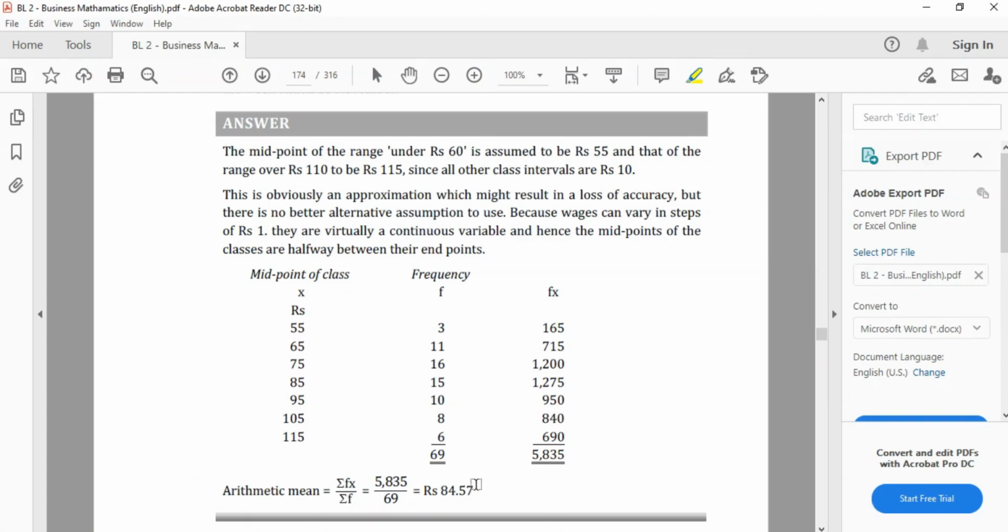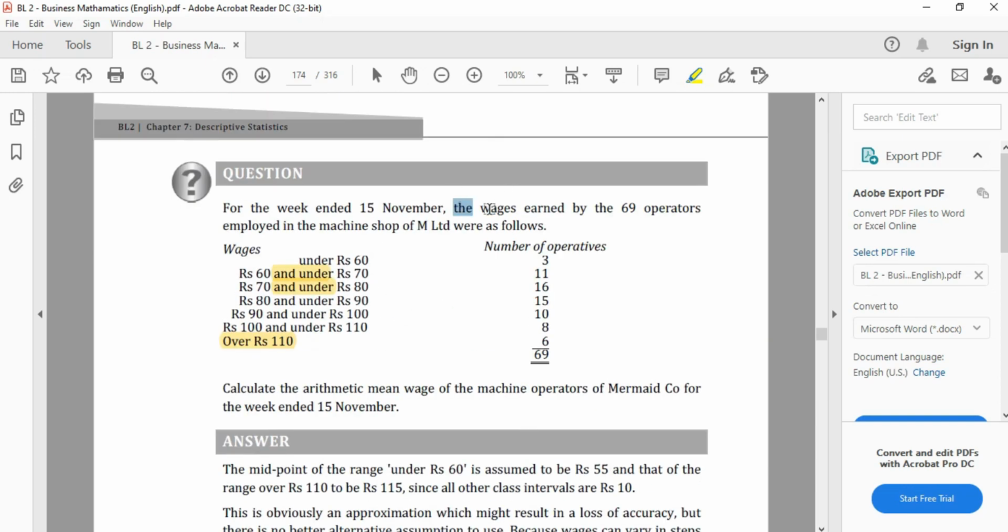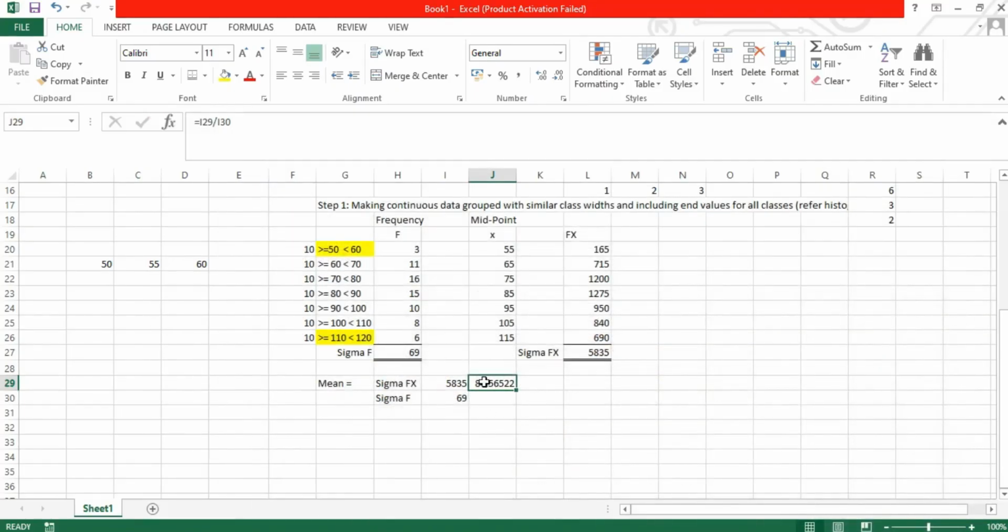So basically, if you read the answer itself, you get the same explanation. This is about the wages earned by 69 operators. So the average salary of an operator is 84 rupees. You must say that, you can't just simply write 84. Now in the question they will give something, 84 people they might give, or 84 something. So you must say 84 rupees.